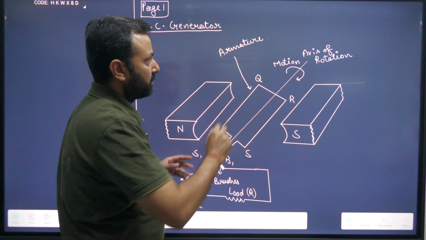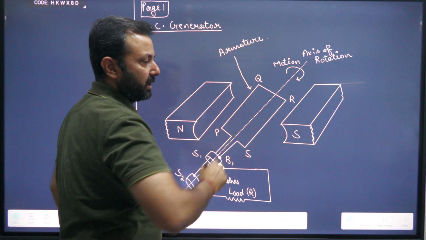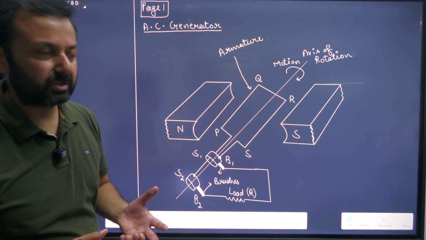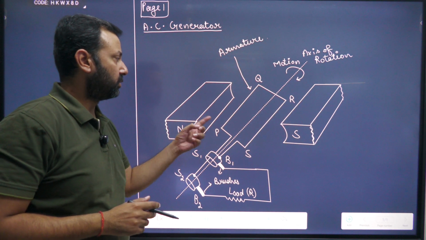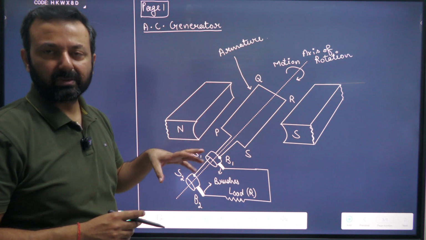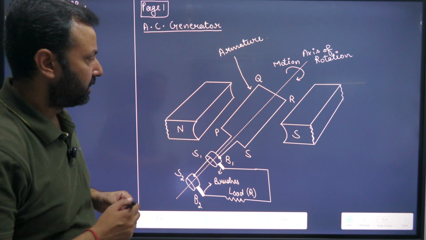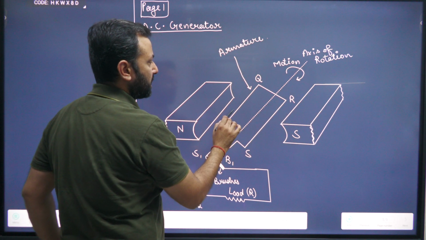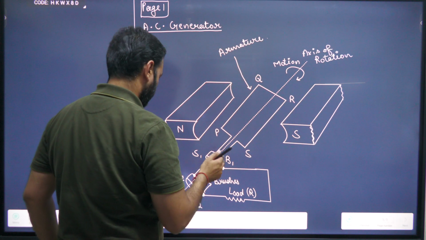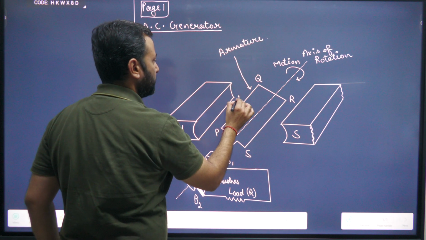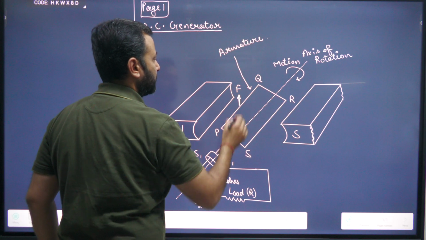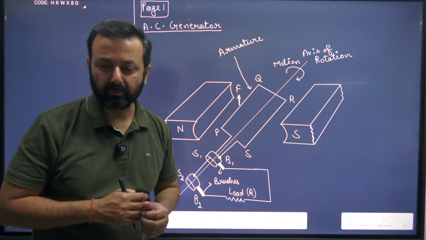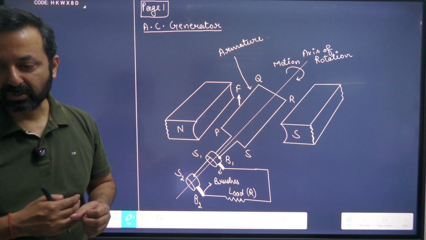First of all, this is the axis of rotation, and with the help of a diesel engine or any other external engine, we are able to rotate this coil. So we are rotating it like this. First of all, this PQ is experiencing a force in the upward direction. Magnetic field is fixed. Magnetic field is always from the north pole to the south pole.